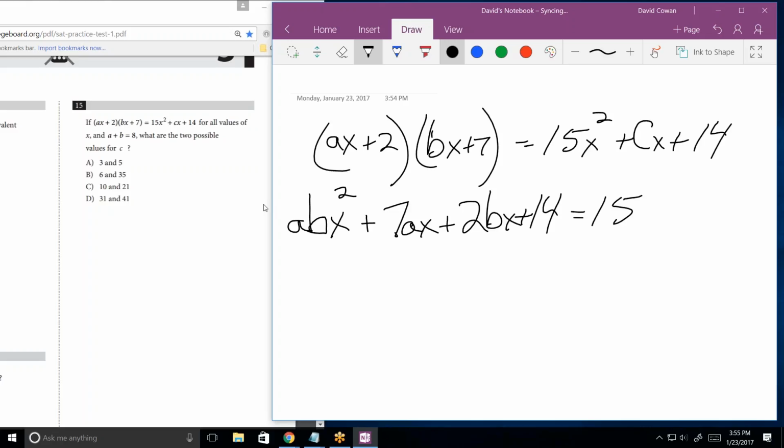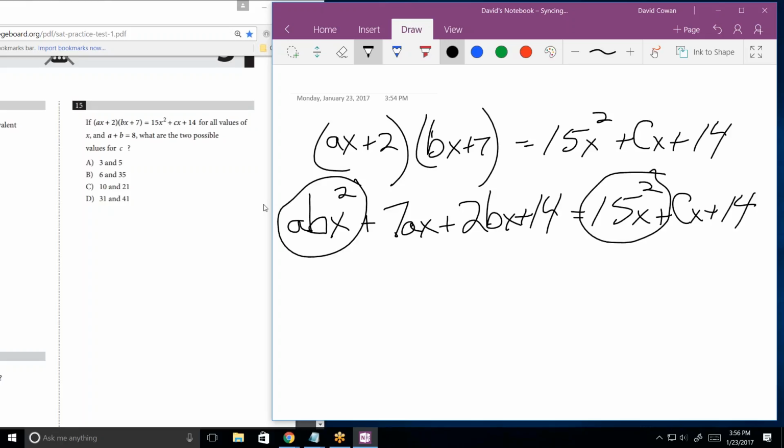The right side didn't change. Now, what can I say about that and that? If the left side is equal to the right side, first of all, let's get rid of the 14. That can cancel immediately. This is called equating coefficients.